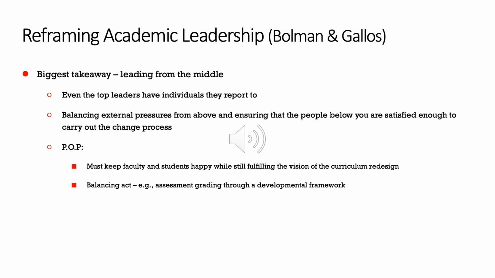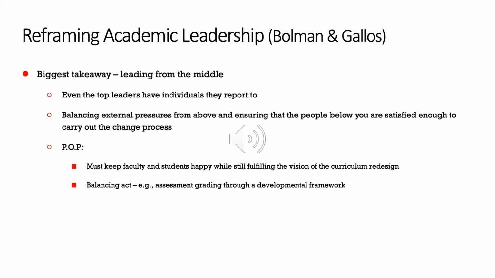I wanted to finish up my presentation with how we finished up the course, which was the book from Bowman and Gallos. The biggest takeaway, or the thing I liked the most about this book, was this interesting idea of leading from the middle. Even though you might be at the top, like my boss, obviously they have a boss to report to as well. Even the President of the United States has someone they report to. So how do you balance the people above you and the people below you? Because sometimes their visions or their goals might contradict one another.